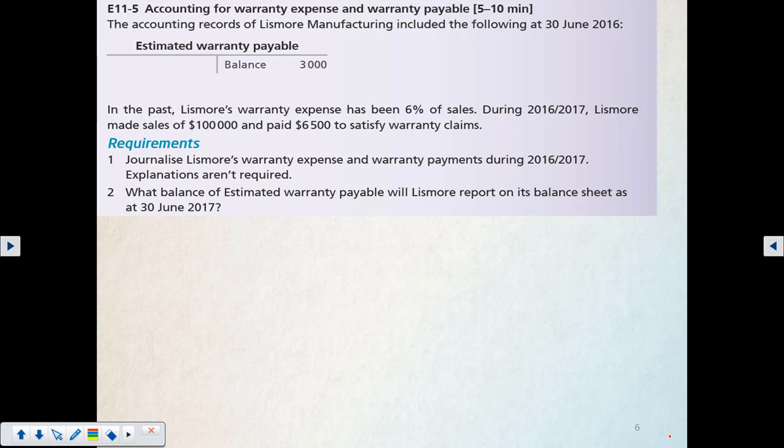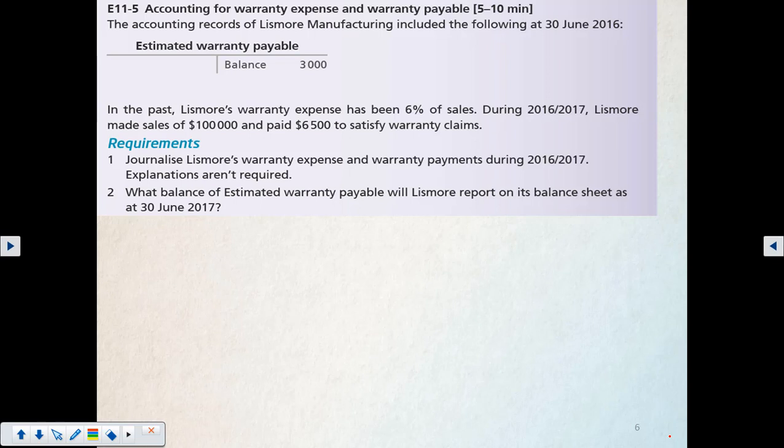$6,000. Now, how much did we pay? We paid $6,500. So what is going to be our journal entry? It's going to be warranty payable debit, cash credit. Is that okay? Warranty payable debit, cash credit. Can you give me quickly how much is warranty payable in the T account after doing all these transactions?